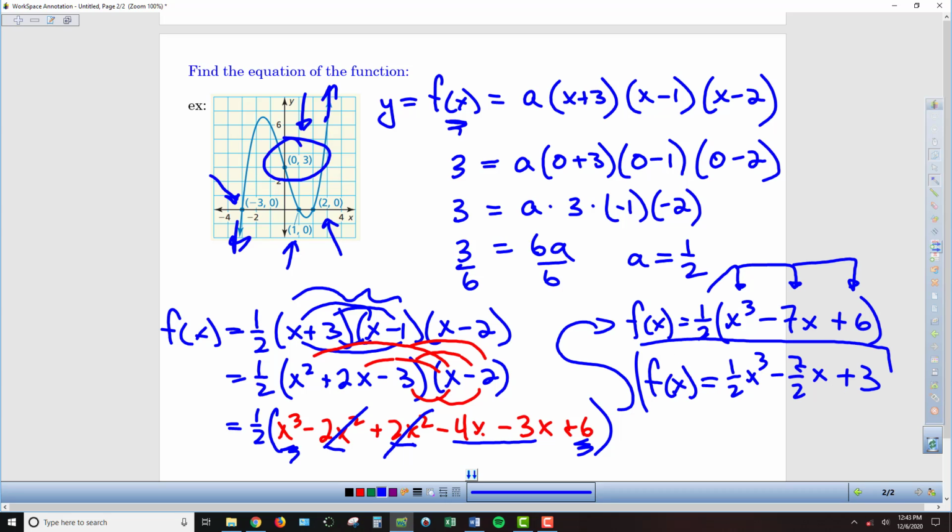So if we're asked to write our function in standard form, then we need to go through this multiplication process. On the previous example, where we left it in factored form, we're sometimes asked to just find what a is, and then that's good enough. Just depends on the circumstances of the problem.